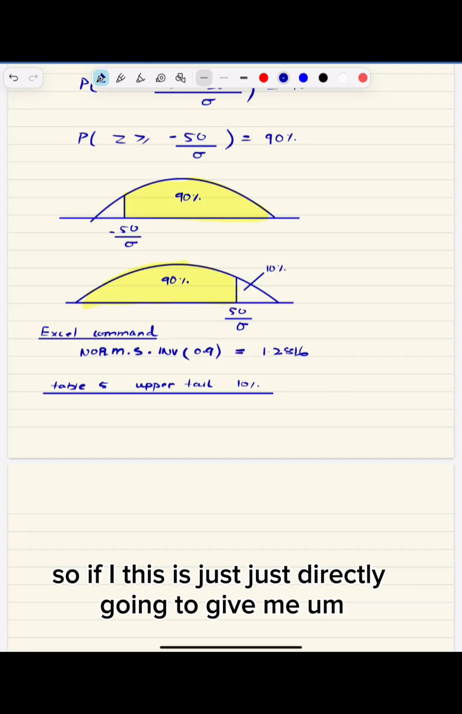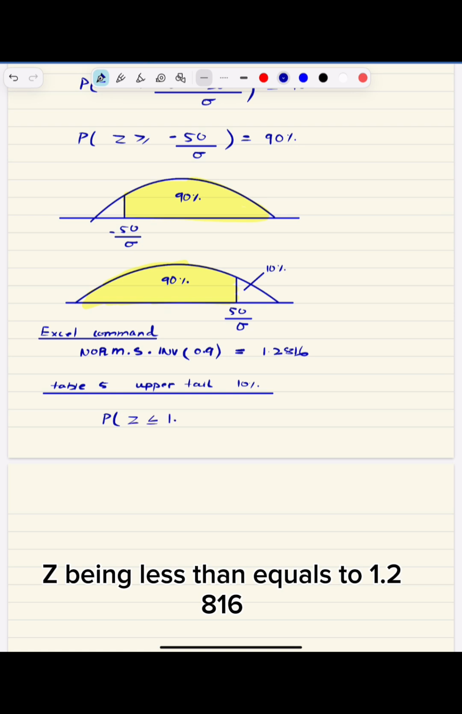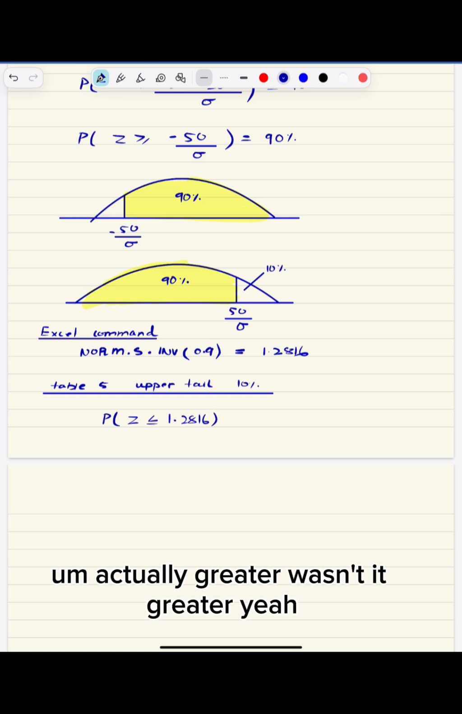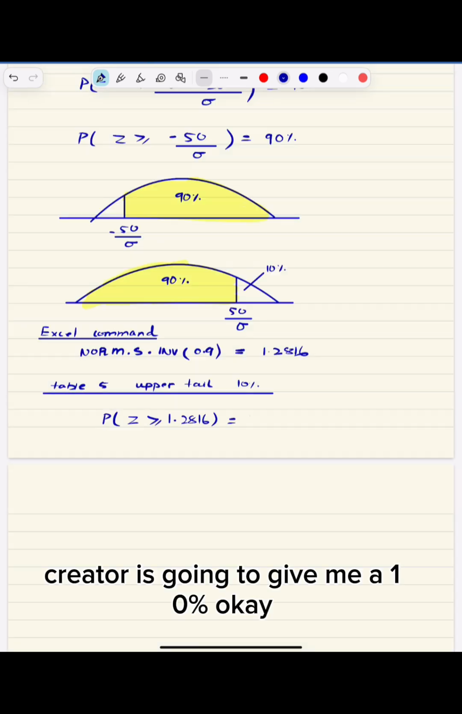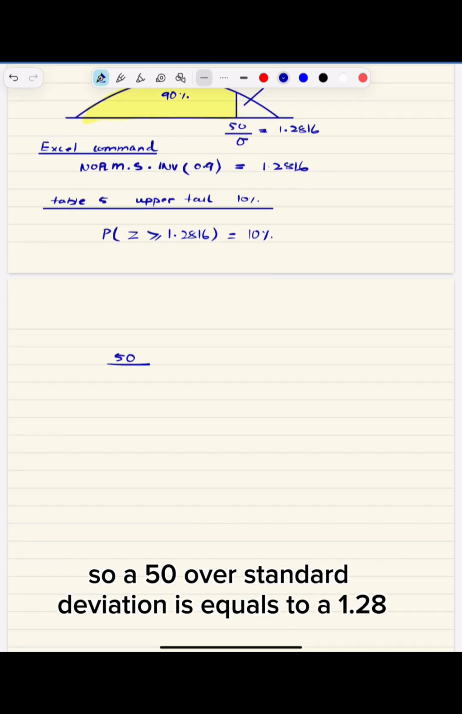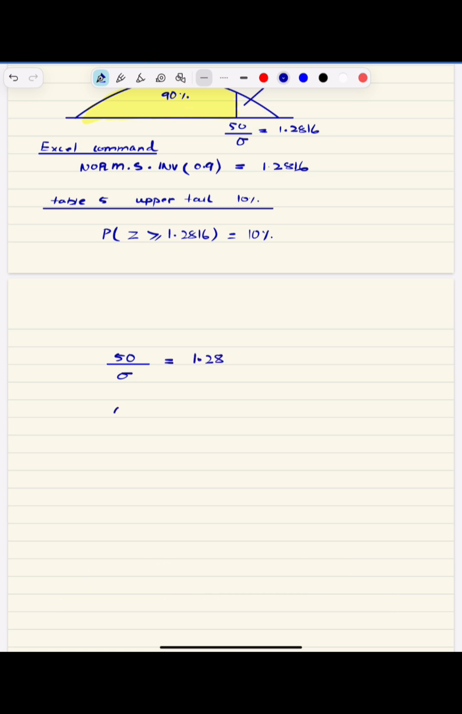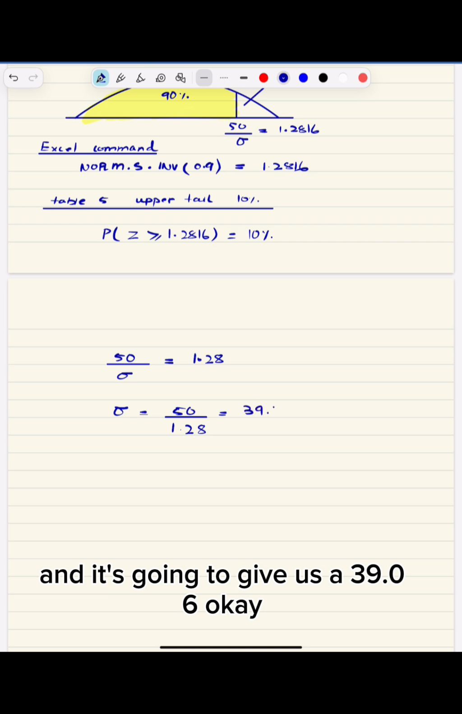So this directly gives me z being less than or equal to 1.2816, actually greater, wasn't it greater? Yeah, greater is going to give me 10%. Therefore this value is 1.2816. So 50 over the standard deviation is equal to 1.28. So the standard deviation is 50 divided by 1.28, and it's going to give us 39.06.